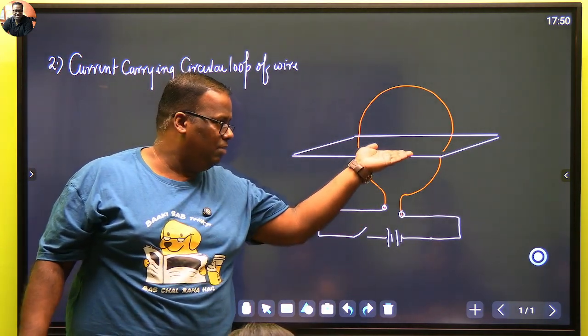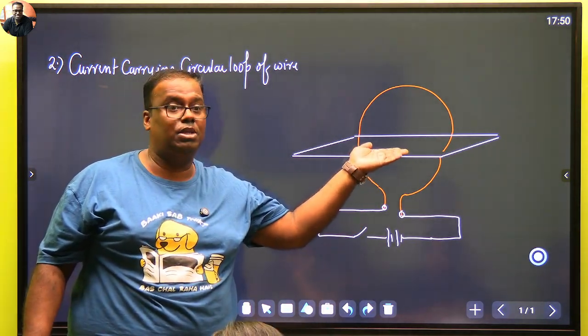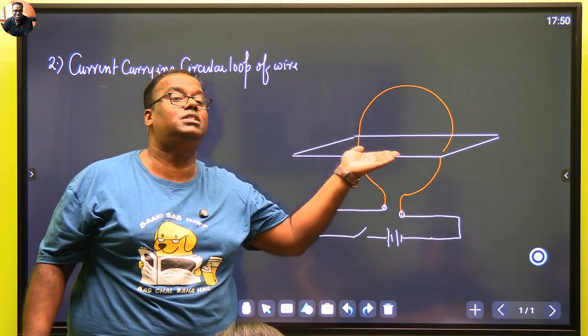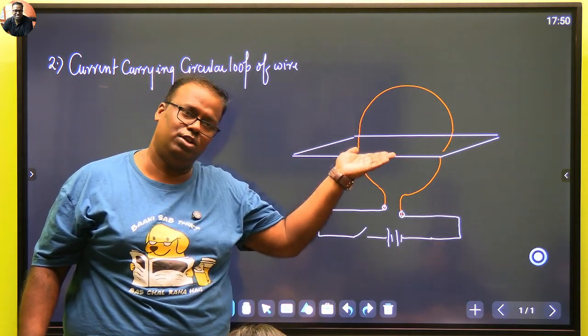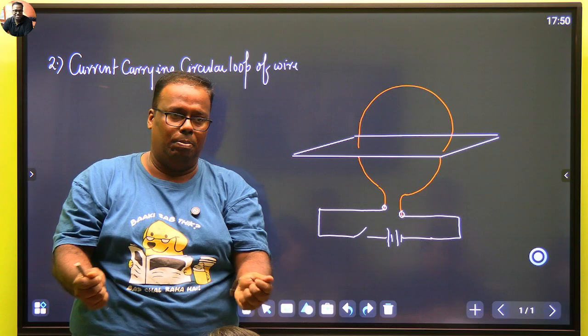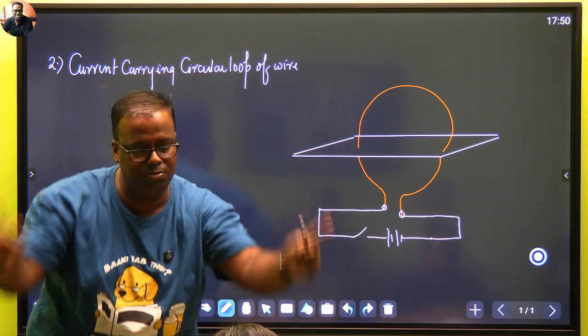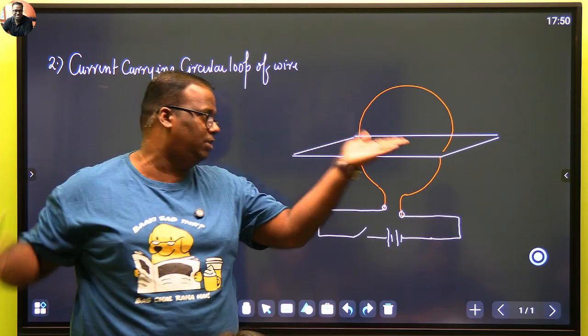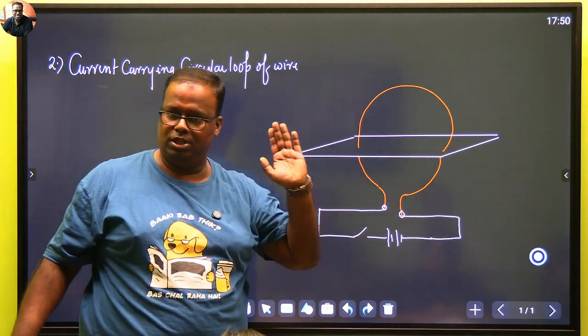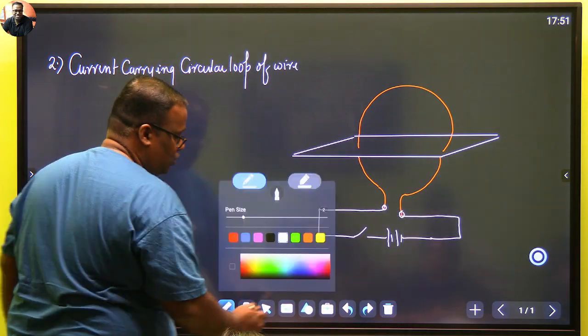I may not have this platform also. I'm keeping this platform because it will make things easy for us to understand. Have you understood? There is a circular loop, but you have inserted that loop from this side and this side. Now it is making a circle. Half of the circle is above the table, half of the circle is below the table. Okay? So let's see the direction of current now.